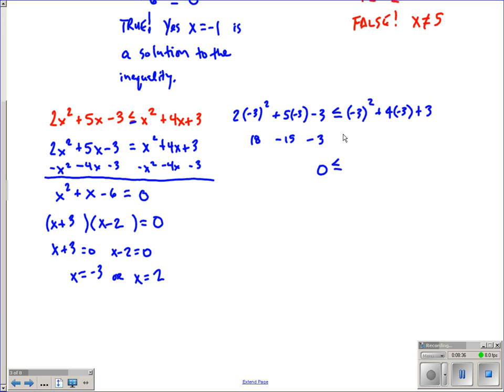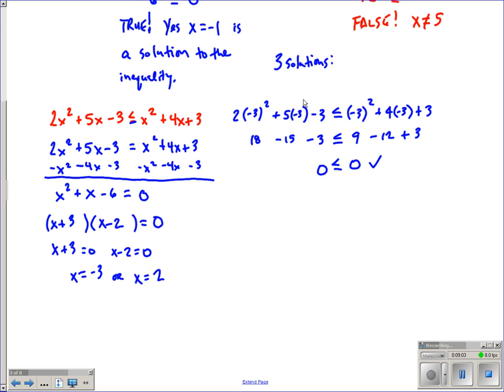Same thing on the other side. We've got negative 3 squared is 9. 4 times negative 3 is negative 12 plus 3. That also gives us 0. This is a true statement because of the equals. So right now we know that negative 3 works. I'm going to write that here because we need to find 3 additional solutions.